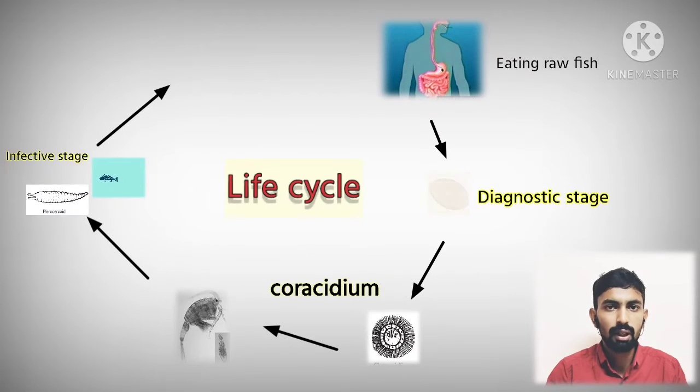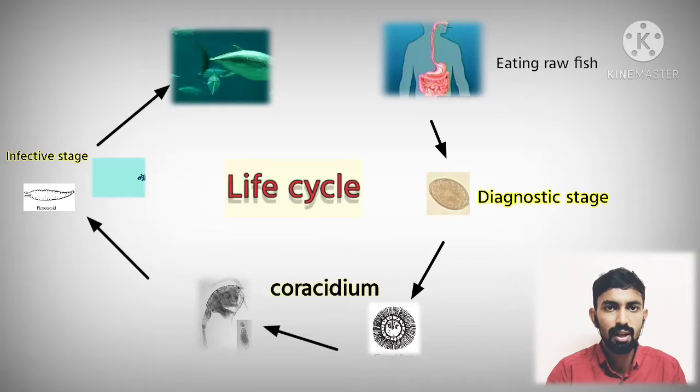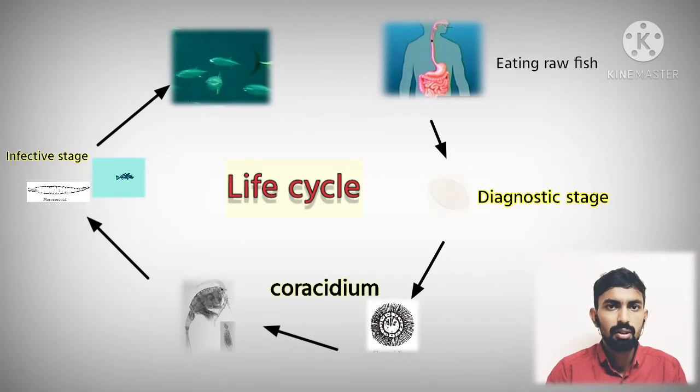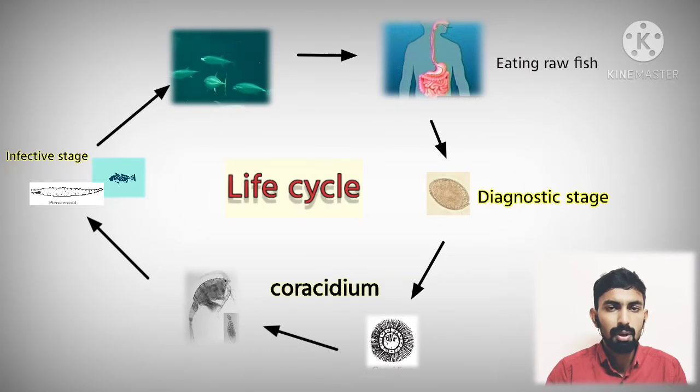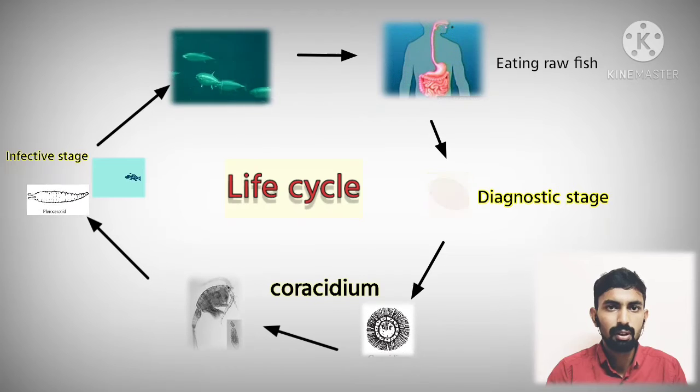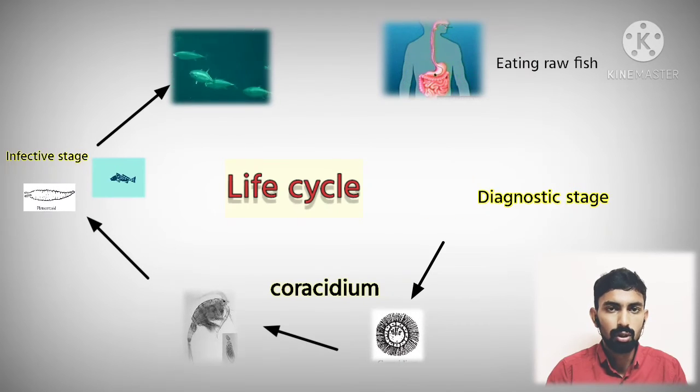Usually, humans do not eat the small fishes, hence the small fishes are ingested by the large predatory fishes. In the large predatory fishes, the plerocercoid gets into the musculature and no development occurs. And then after that, humans ingest this plerocercoid larva.